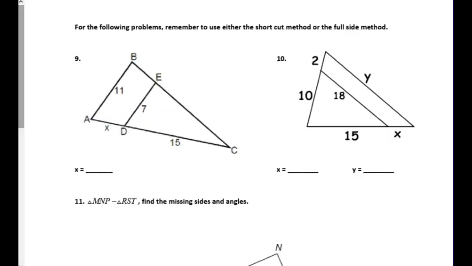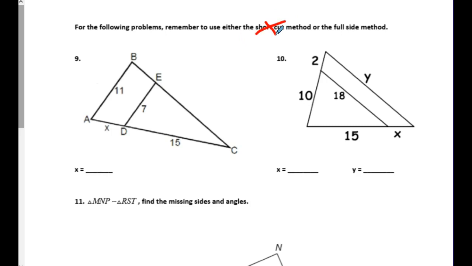Similarity statement, okay? So you could write it different ways, okay? Let's say I'll do M and O, so triangle M and O is similar to, and then I need to match them up because order matters. So M and O would be similar to triangle ABC. Alright, next page. For the following problems, remember to use either the shortcut method or the full side method. Don't worry about that. Okay, I'll show you how to do this.